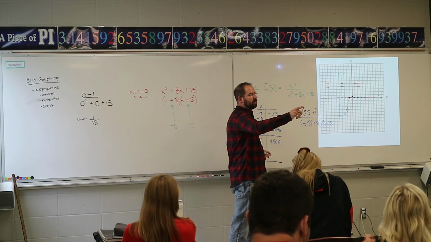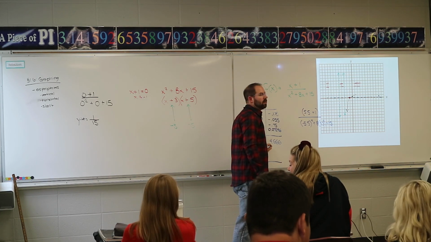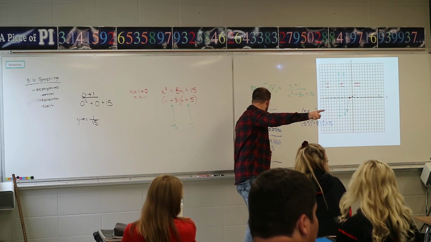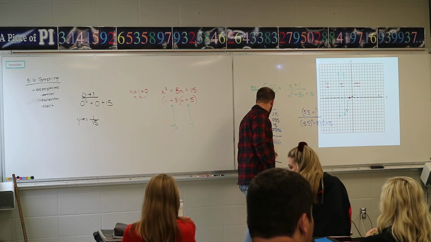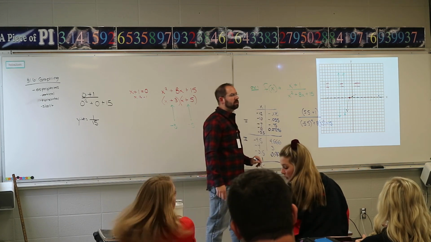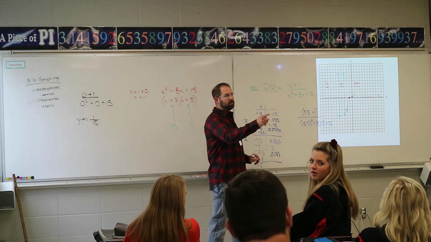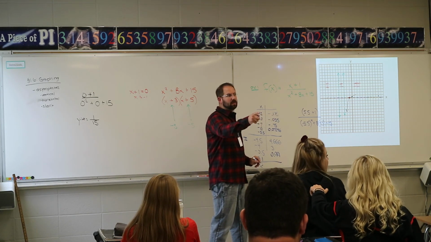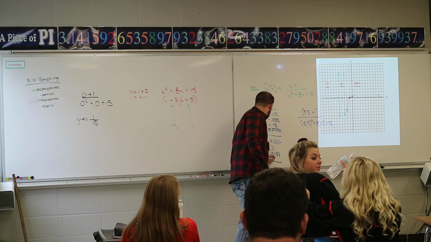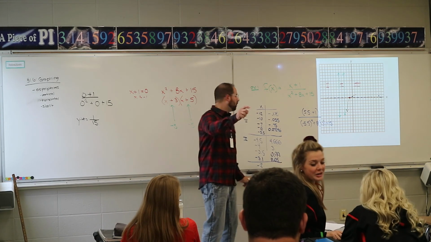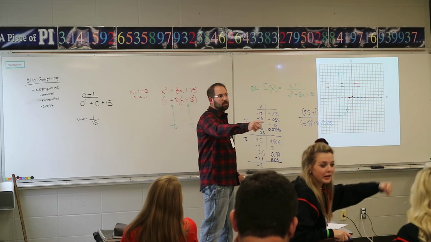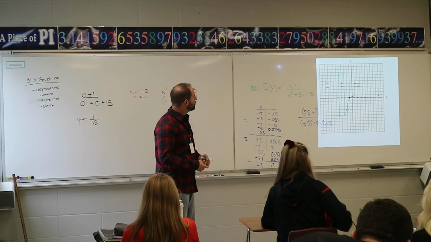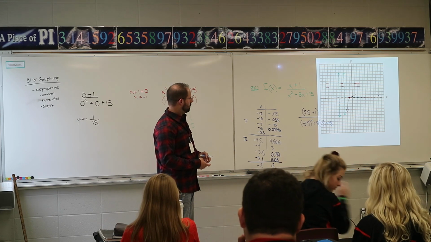Which one are you on? 4. You're on 4. What do you got? Negative 3.5. Who's got 0? Who's got negative 3.1? I don't know if it's right. 11.05. Say it again. 11.05? That's fine. Okay, who's got negative 2? 0.2? Okay. 0.2.